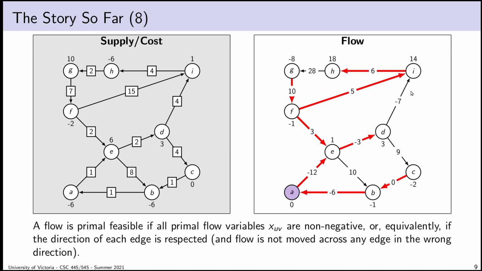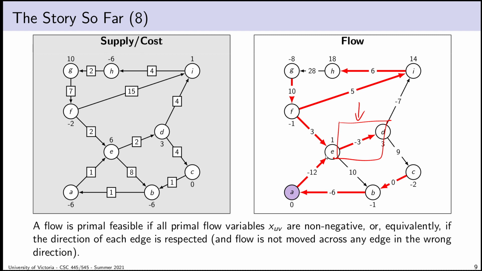So a flow is said to be primal feasible if every single primal flow value is non-negative. And we can see here, this flow is not primal feasible. Recall that the interpretation of a negative primal flow value, like this one, is normally a primal flow means how many units of flow are being transferred across the edge respecting its direction. So this one here would be 5 units from F to I. When I look at a negative one, what I'm really saying is, when I say send negative 3 from E to D, I'm actually saying send 3 from D to E, but just send it in the wrong direction across the edge. And of course, that's not feasible.